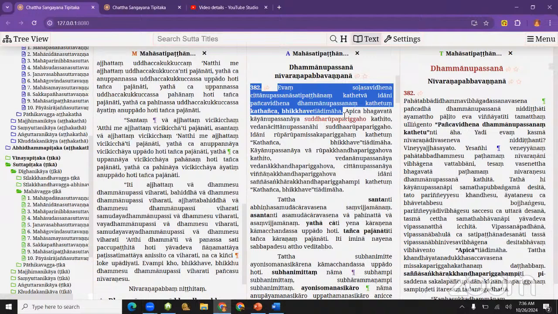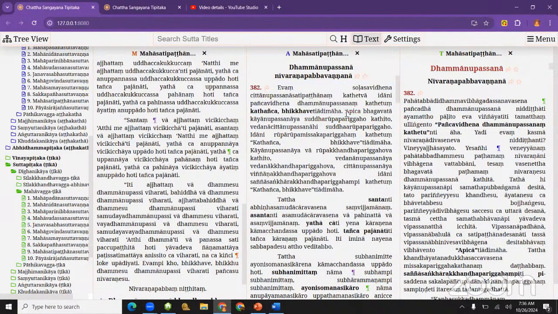Apicha Bhagavata Kāyanupassanaaya Suddha Rupa Pariggaho Kathito. Moreover, with regards to the Kāyanupassana, a discernment of pure materiality has been preached by the Buddha. Pure materiality. However, what has happened to the Vedana-anupassana? Vedana Chitta-anupassana hi Suddha Arupa Pariggaho. However, with regards to the Vedana-anupassana and the Chitta-anupassana, or the contemplation of the feeling aggregate as feeling and the contemplation of the mind as mind, pure mentality meditation has been taught by the Buddha.